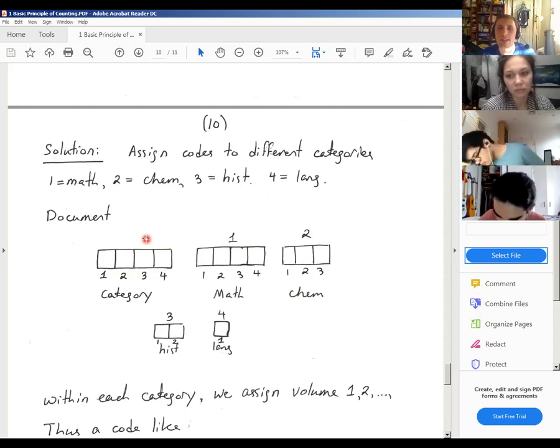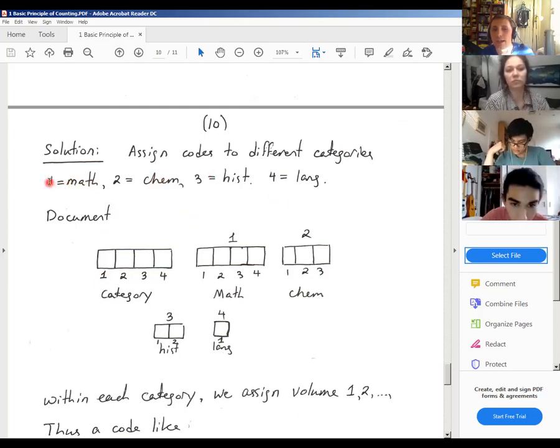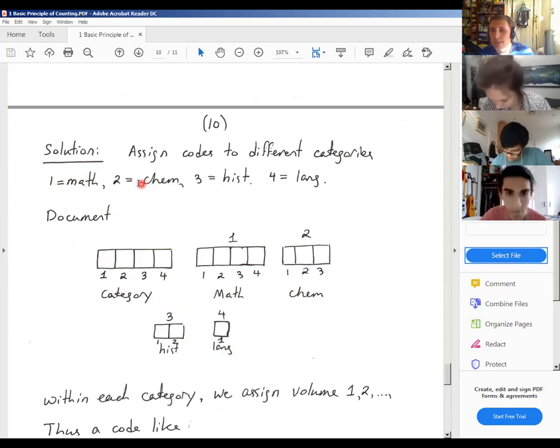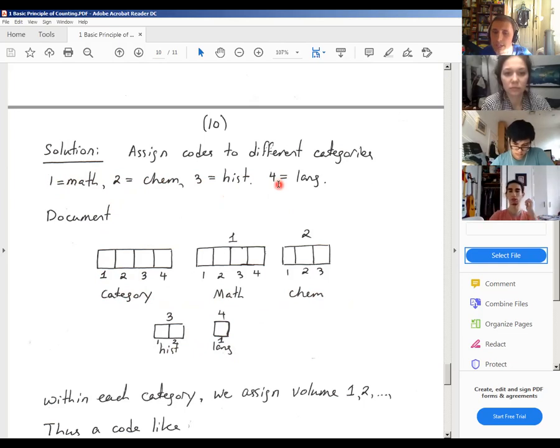Okay, so let's see what can happen if I go through the shelf. I assign categories, right? I assign code 1, that means math. You see, here is my category. Here is math, here is chemistry, here is history, and here is language. So math is assigned category number 1, chemistry is assigned category number 2, history category number 3, languages category number 4.